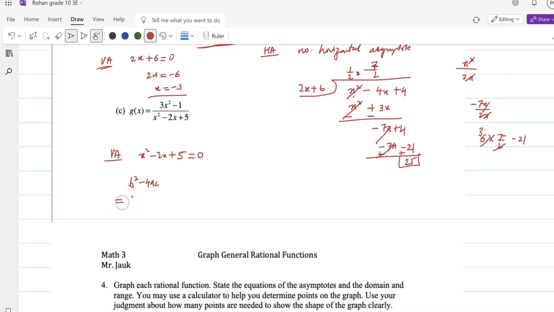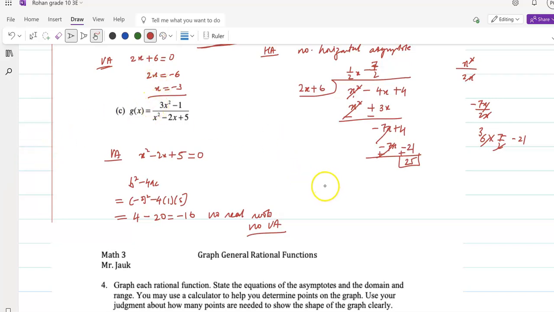b squared minus 4ac. So this will be a calculator question. If it comes without a calculator, 5 fours are 20, so minus 16, no real roots. So no vertical asymptote. It has no vertical asymptote because it's minus. From that rule, if it's minus, there's none. If it's 0, there's 1. If it's above 0, there's 2.